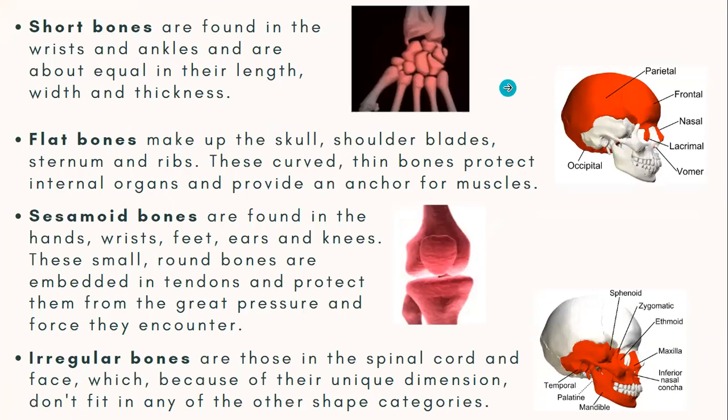Flat bones make up the skull, shoulder blades, sternum, and ribs. These curved, thin bones protect internal organs and provide an anchor for muscles. Sesamoid bones are found in the hand, wrist, feet, ears, and knees. These small round bones are embedded in tendons and protect them from the great pressure and force they encounter. Irregular bones are those in the spinal cord and face, which because of their unique dimensions don't fit in any of the other shape categories.